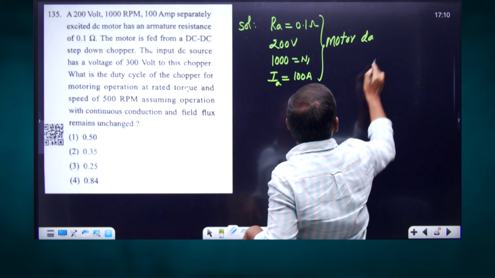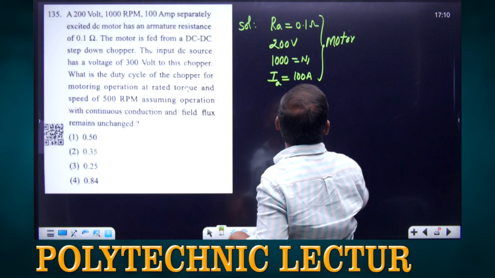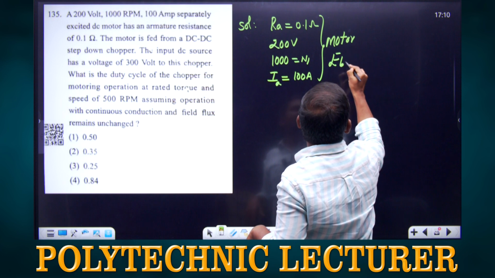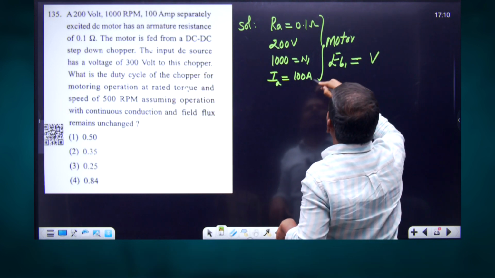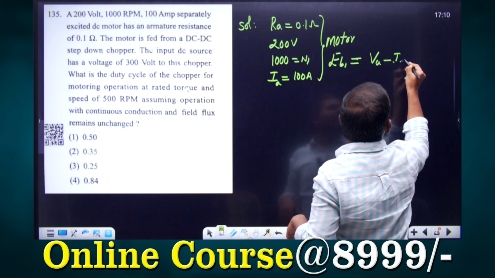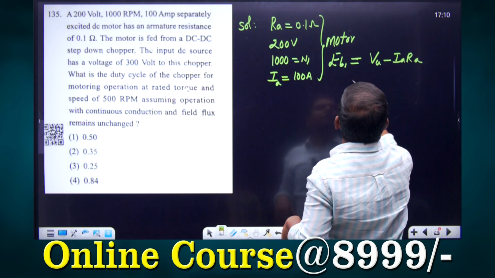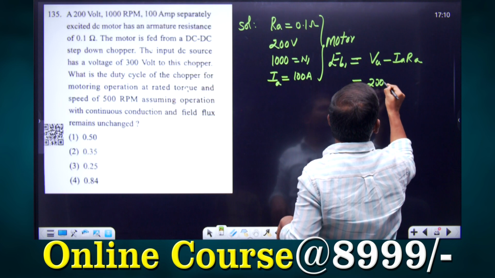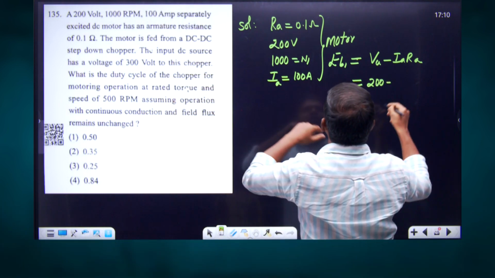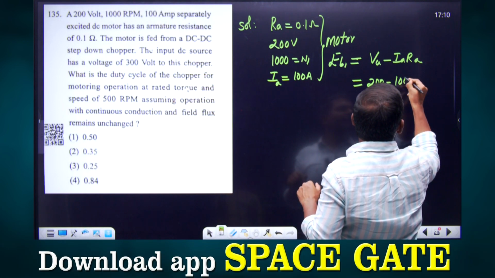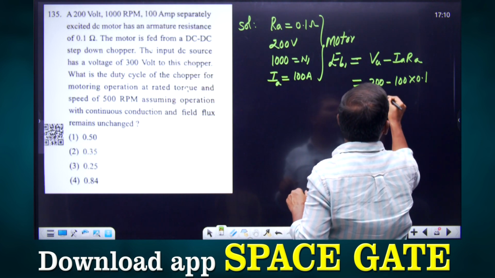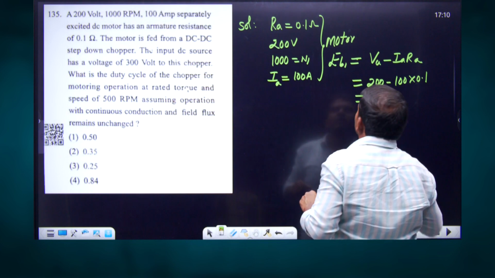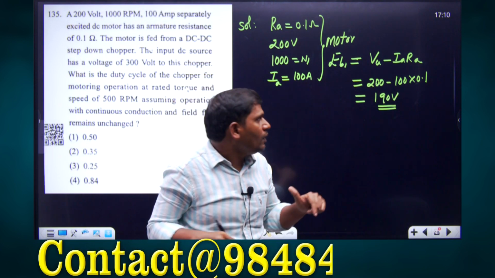Using this motor data, first I am calculating the back EMF. EB1 equals VA minus IA into RA. That is 200 minus 100 into 0.1, which gives 190 volts. This is the back EMF.